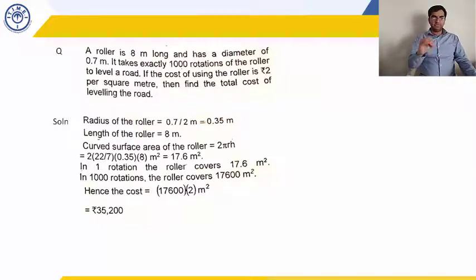It's a wonderful question because it's such a practical one. You want to do some road leveling. For that, the curved surface area is used, and in one rotation, we find that 2 pi r h is 17.6 meters square. In 1000 rotations, the roller covers 17,600 meters square. So the cost for covering this area becomes 17,600 into 2.